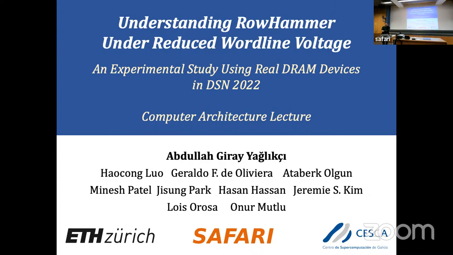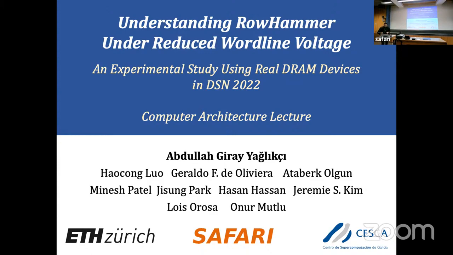Okay, thanks, Mohammed. So welcome, everyone. Today, I'll talk about this paper, which is published in this year's DSN conference. It's about understanding RowHammer when we reduce the voltage of the word lines.